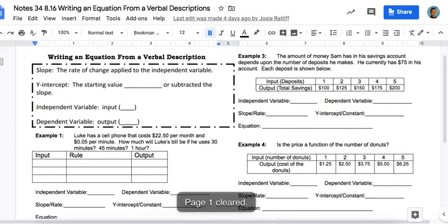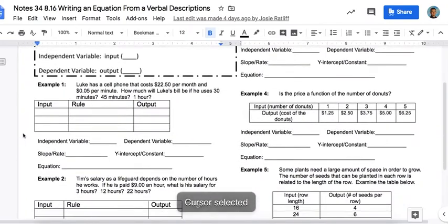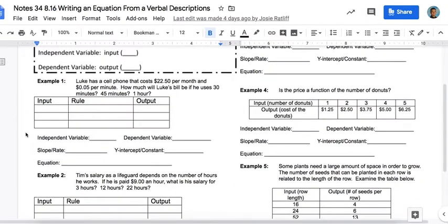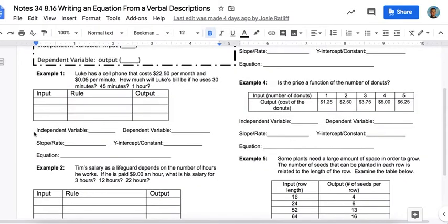Okay, Luke has a cell phone that costs $22.50 per month and 5 cents per minute. How much will Luke's bill be if he uses 30 minutes, 45 minutes, 1 hour? So what we need to figure out here is, what do we want to know? We want to know how much his bill is, correct? So the bill is going to be what the equation equals. So that's going to represent the dependent variable, so the bill.